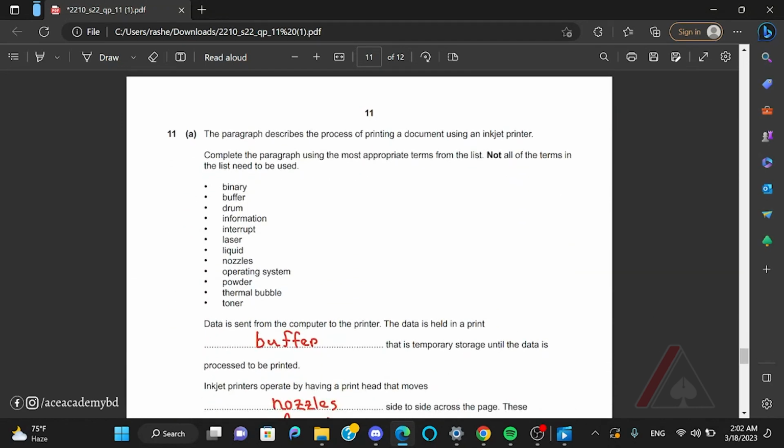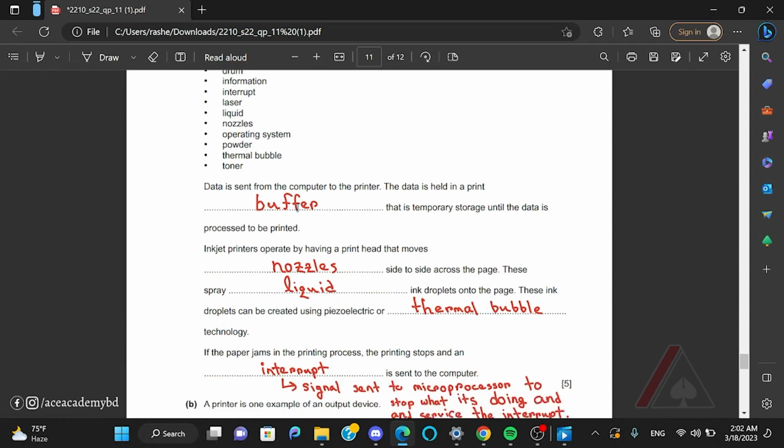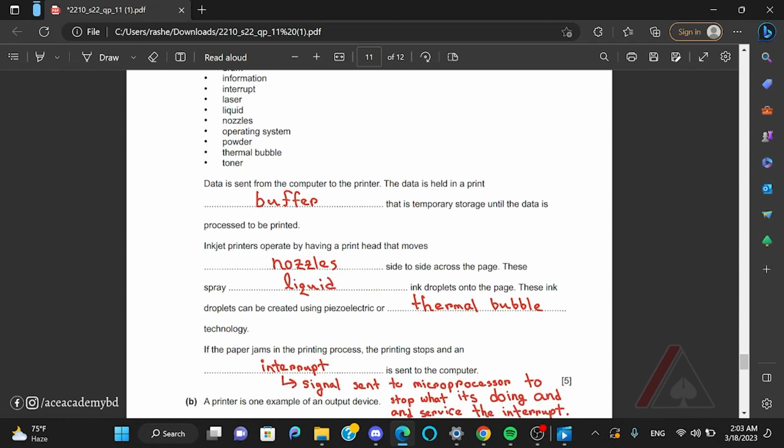Now, 11a. The paragraph describes the process of printing a document using an inkjet printer. Complete the paragraph using the most appropriate terms from the list. Not all the terms in the list need to be used. Now, data is sent from the computer to the printer. The data is held in a printer buffer, which is essentially a temporary memory location. That is temporary memory storage until the data is processed to be printed, right?